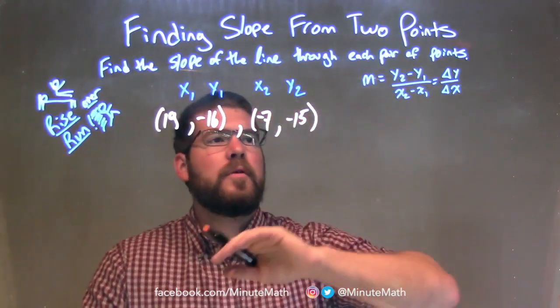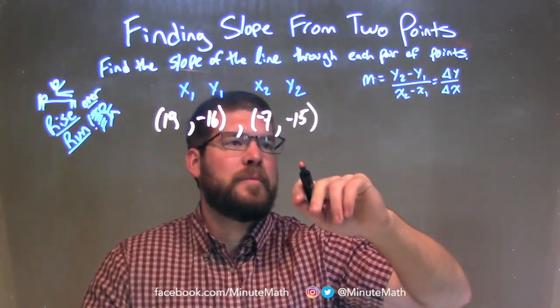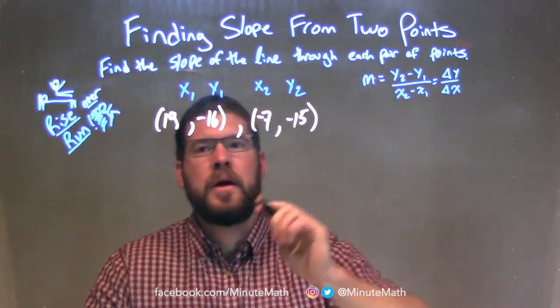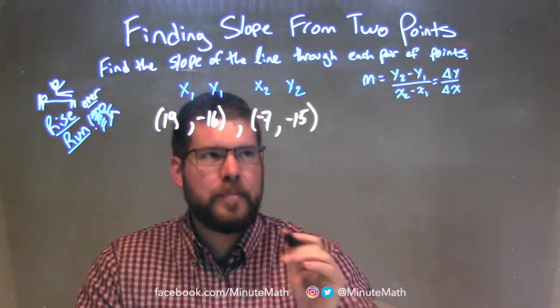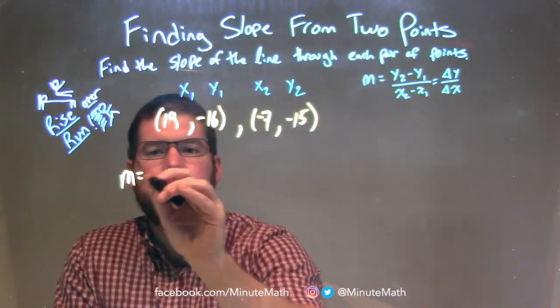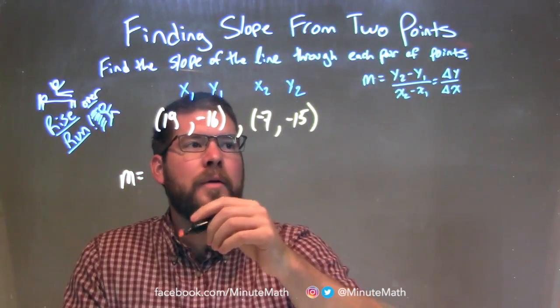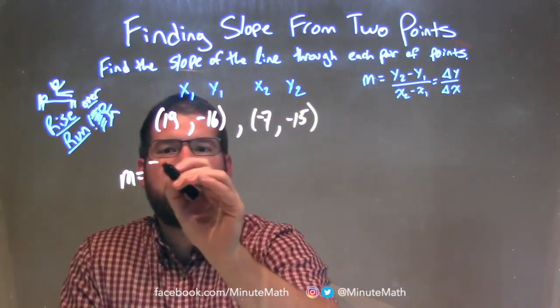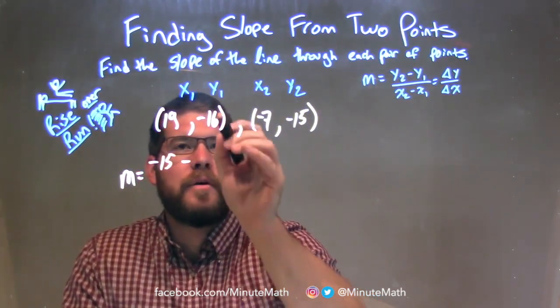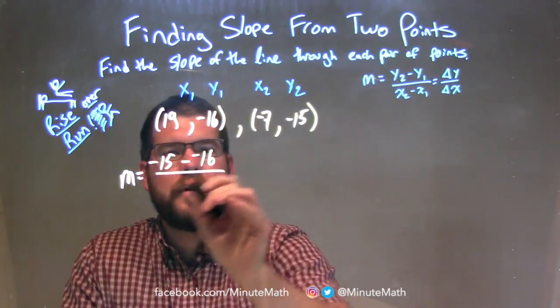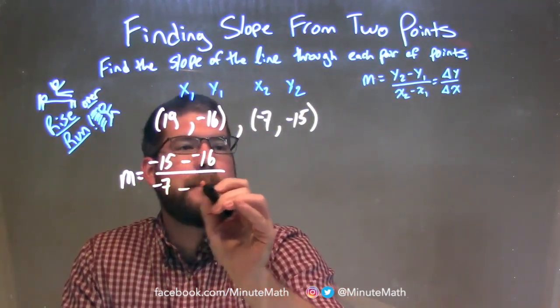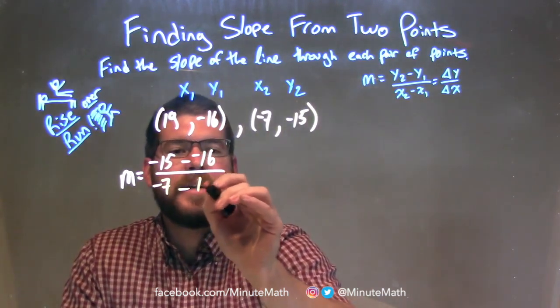Okay, so my slope formula, m equals y2 minus y1 over x2 minus x1. I'm going to apply it here. I have labeled my x1, y1, x2, y2. So we have m equals y2 minus y1, so y2, which is negative 15, minus y1, which is negative 16, all over x2, negative 7, minus 19.